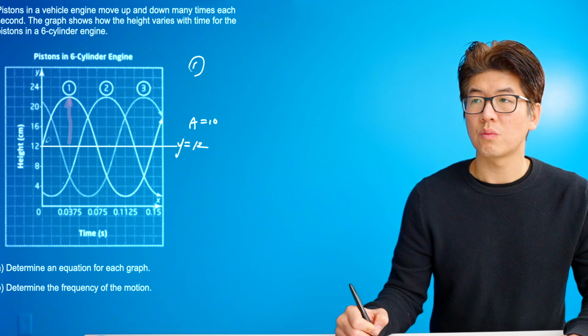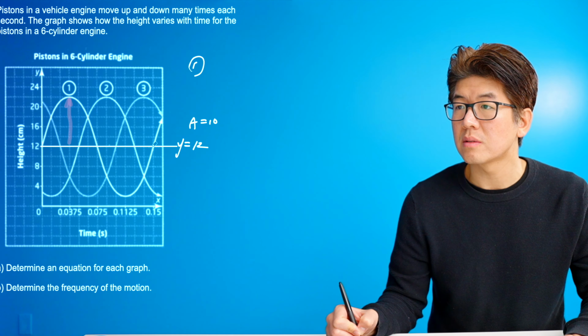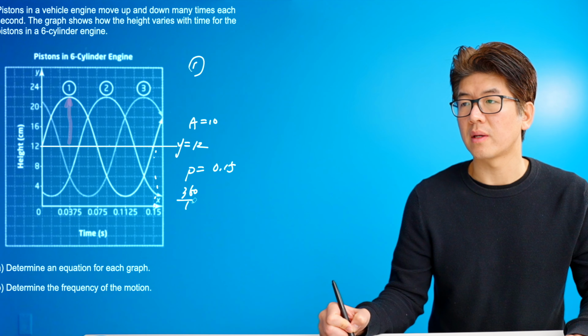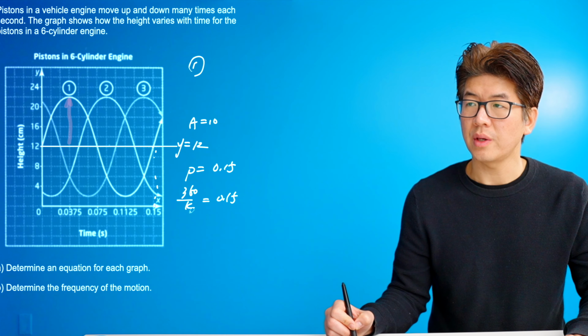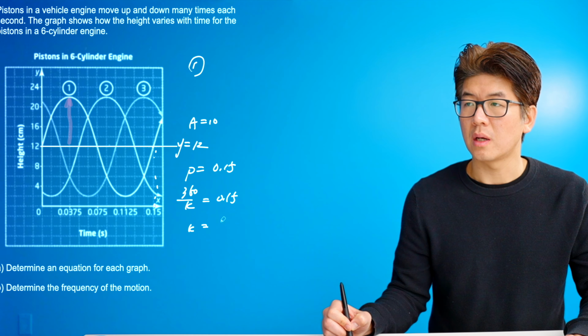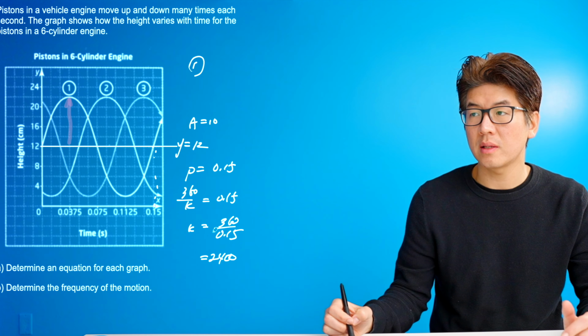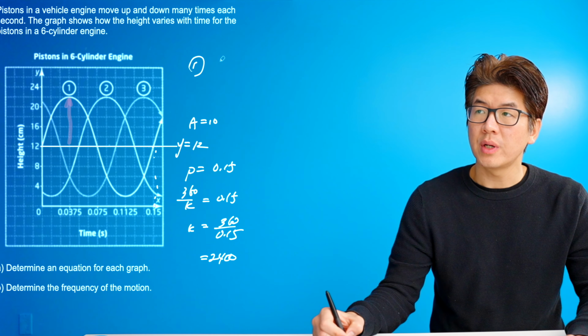And then the period is way at the bottom here. So the period is 0.15. So the period is 360 divided by k, which is 0.15. So k is going to be 360 divided by 0.15. When I got that, I got 2400. All right, we're ready to write the first one.